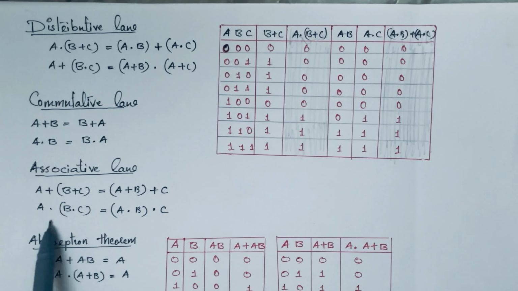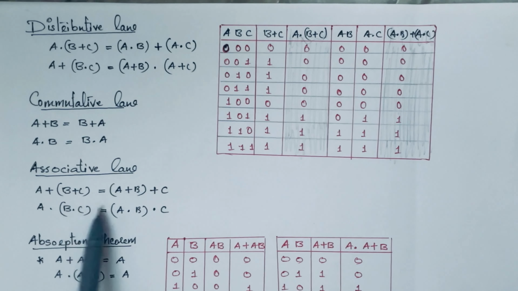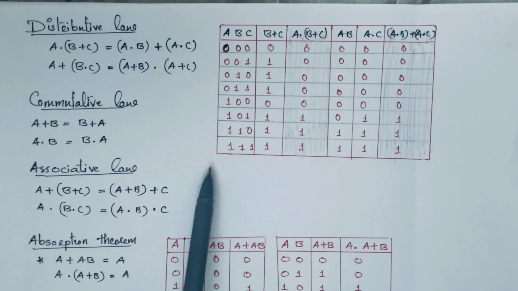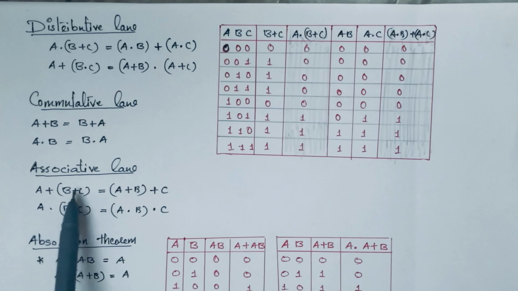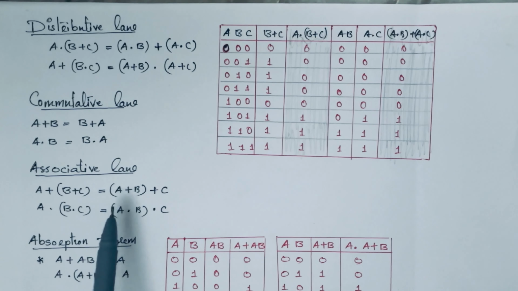Same way, with respect to an AND operation, we can write (A dot B) dot C is equal to A dot (B dot C). This also we can prove with the help of a truth table by taking how many variables? 3 variables are there. So we need to take 3-bit combinations from 0, 0, 0 to 1, 1, 1, and we can write LHS and RHS accordingly, and we can show that LHS is equal to RHS.